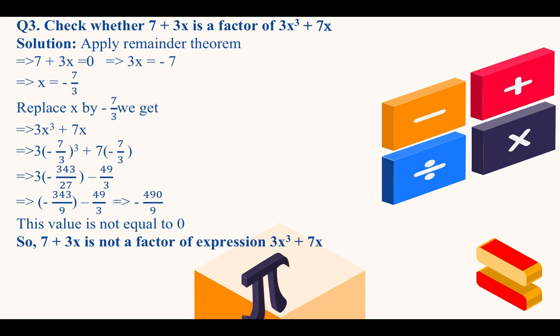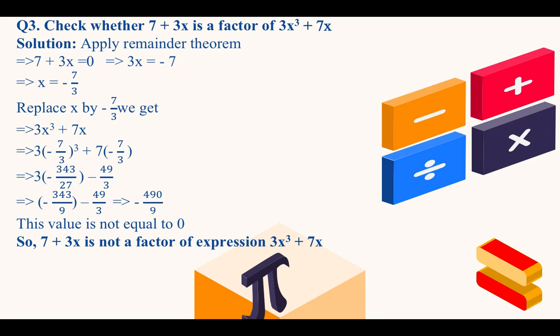Now question 3. Check whether 7 plus 3x is a factor of 3x cube plus 7x. So again, the same way we'll apply the remainder theorem and check. I'll write 7 plus 3x is equal to 0. This implies that 3x is equal to minus 7. I'll transpose the 7 over to the right hand side. Then I'll get x is equal to minus 7 upon 3. I'll bring the 3 to the denominator.